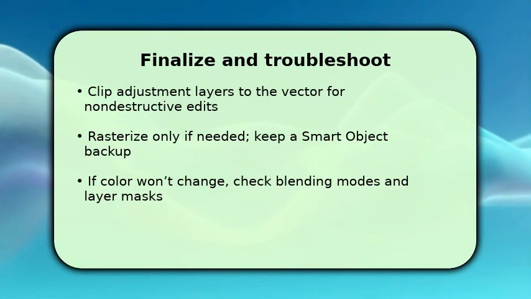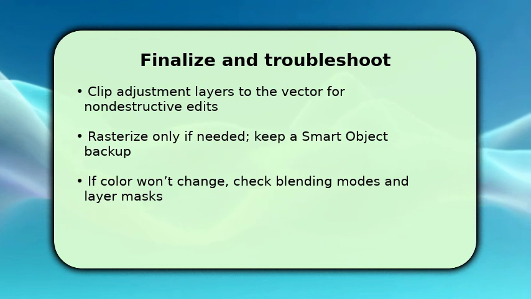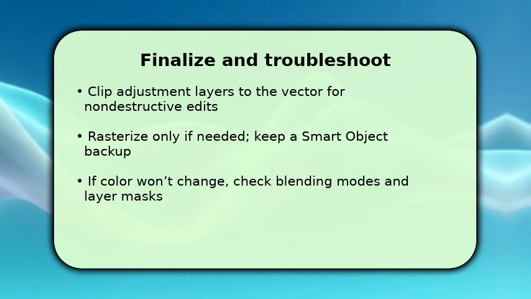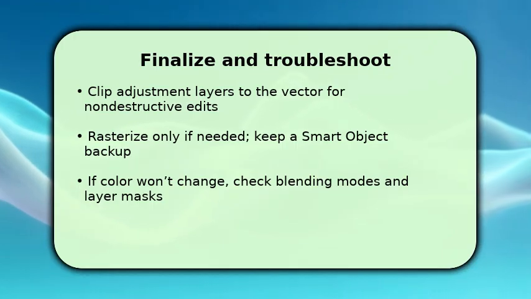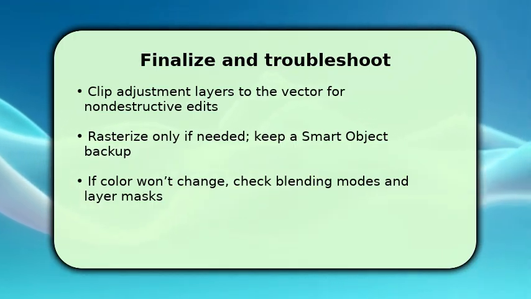Finalize by grouping edits and clipping any adjustment layers to the vector so effects only apply to that shape. Save a version with smart objects intact. Rasterize only when exporting or for final effects you cannot create otherwise.